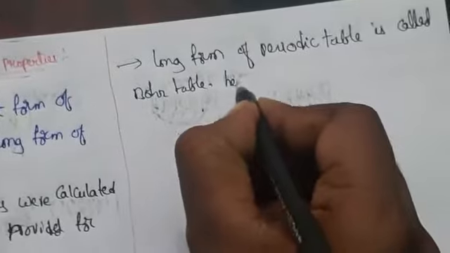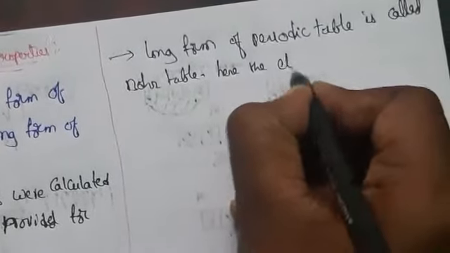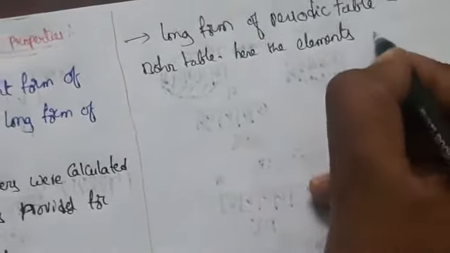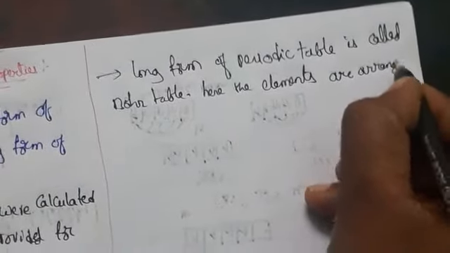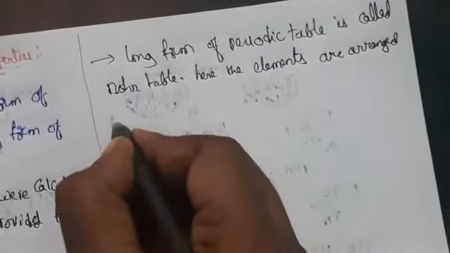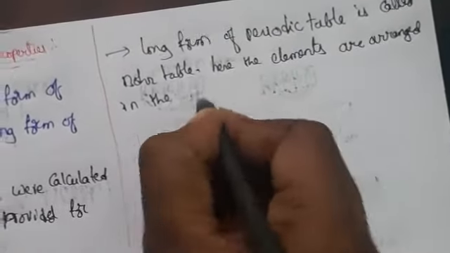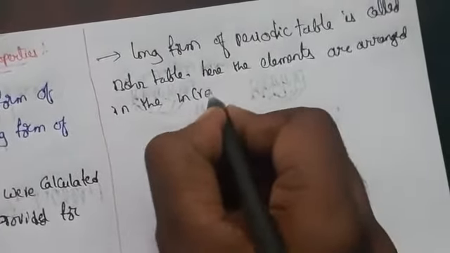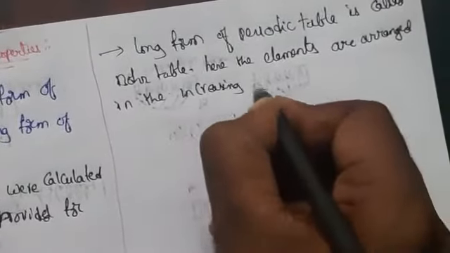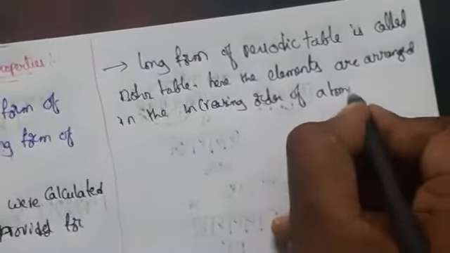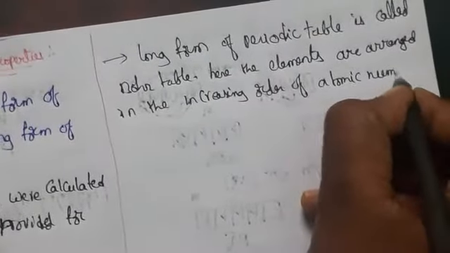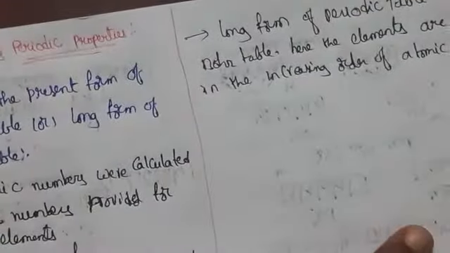Here the elements are arranged in the increasing order of atomic numbers. It is considered the graphical representation of the Aufbau principle.